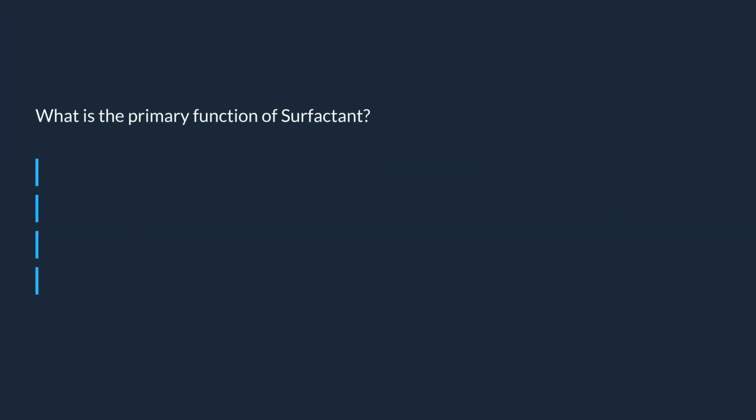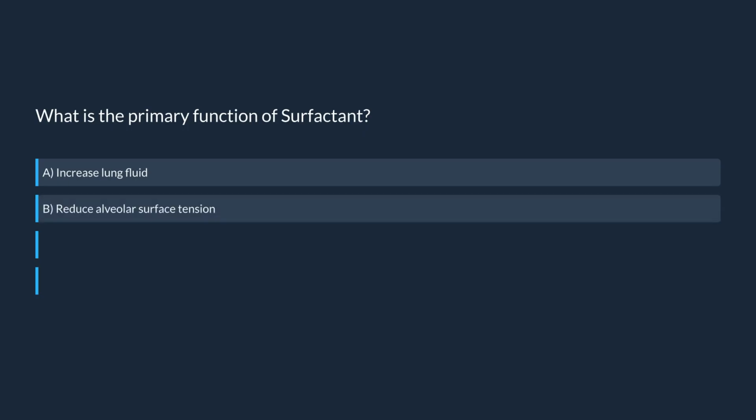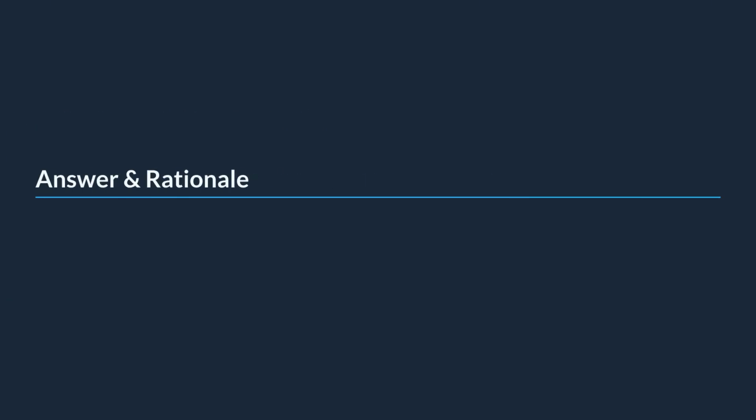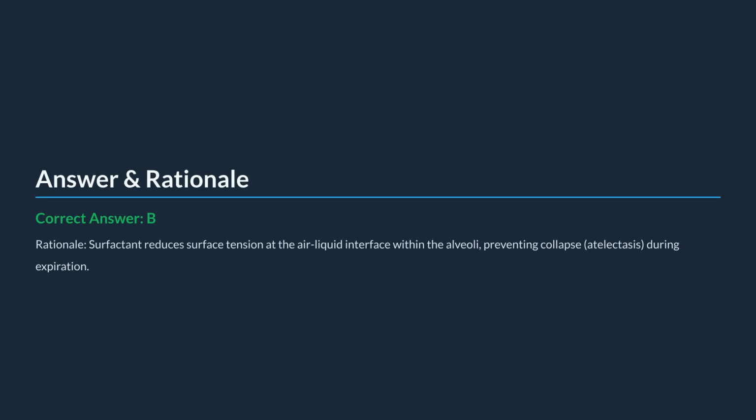What is the primary function of surfactant? A. Increase lung fluid. B. Reduce alveolar surface tension. C. Increase airway resistance. Or D. Prevent mucus secretion. The correct answer is B. Surfactant reduces surface tension at the air-liquid interface within the alveoli, preventing collapse atelectasis during expiration.